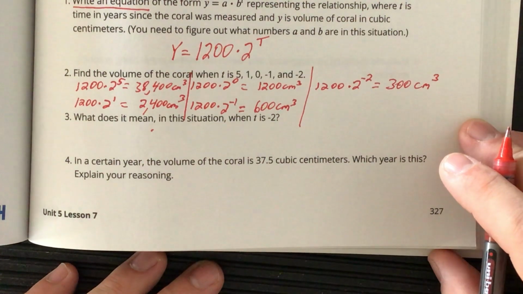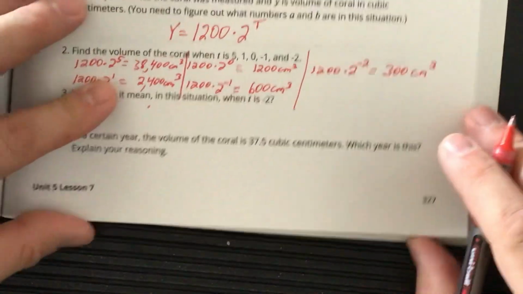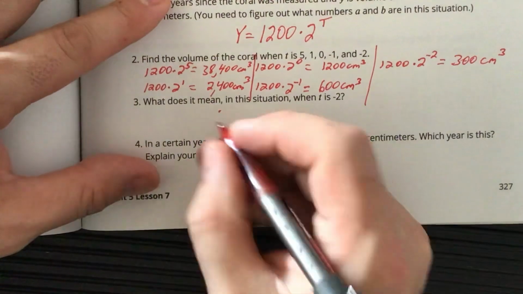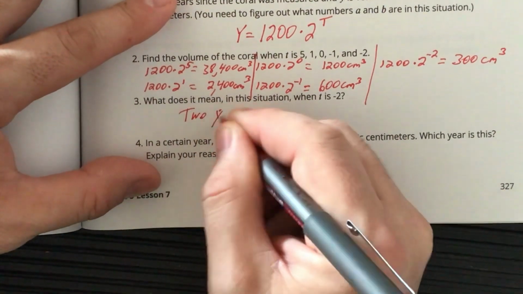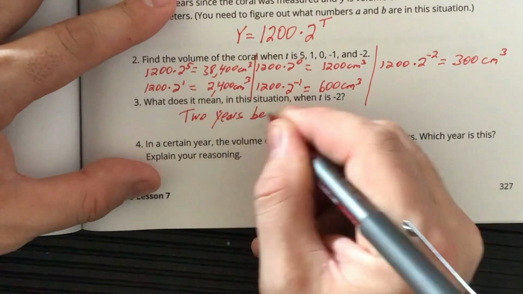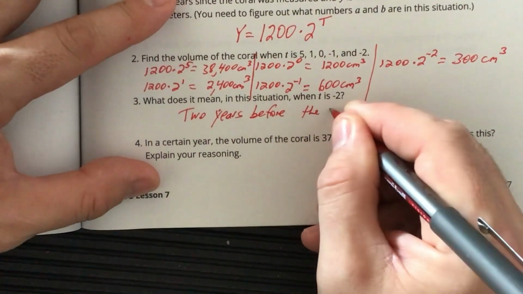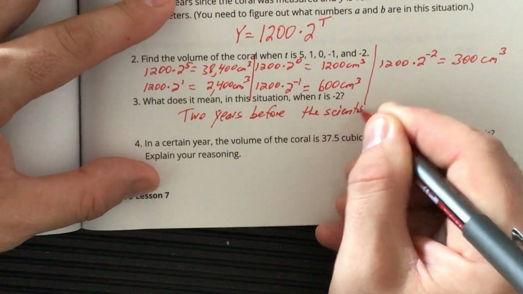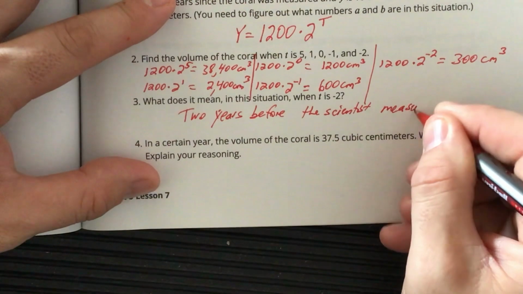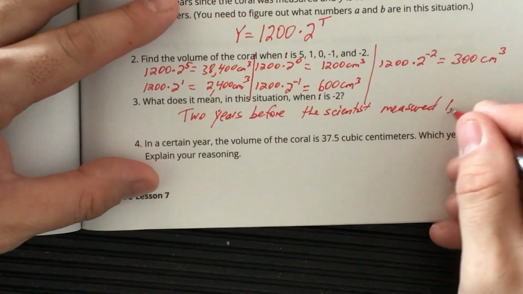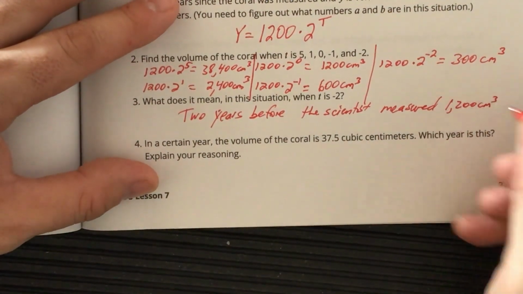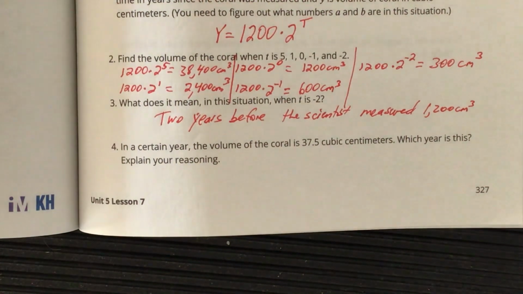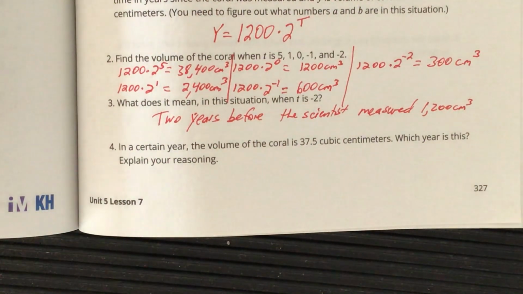So what does it mean in this problem when t is negative 2? Yes, it means 2 years before the scientist measured the 1,200 cubic centimeters, before the scientist took his measurement, however you'd like to say that.